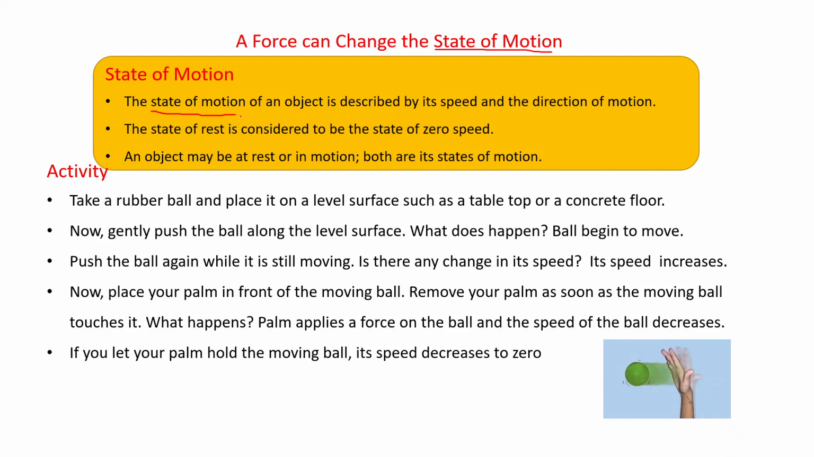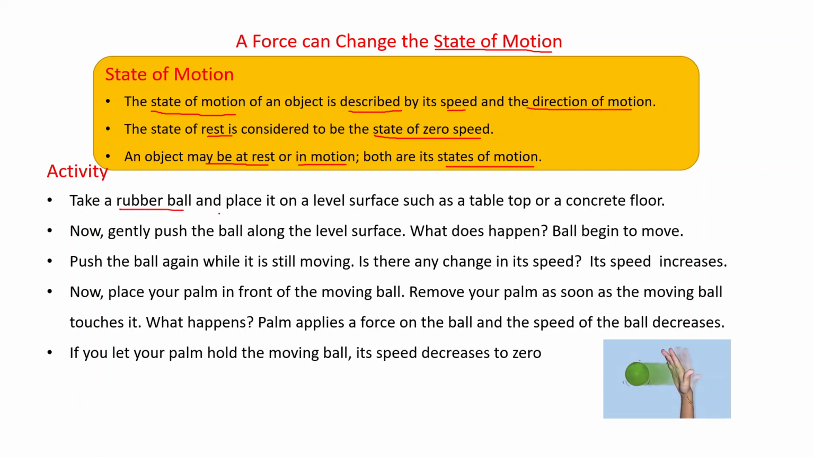The state of motion of an object is described by its speed and the direction of motion. The state of rest is considered to be the state of zero speed. An object may be at rest or in motion. Both are its state of motion. Okay, now let us see one activity.